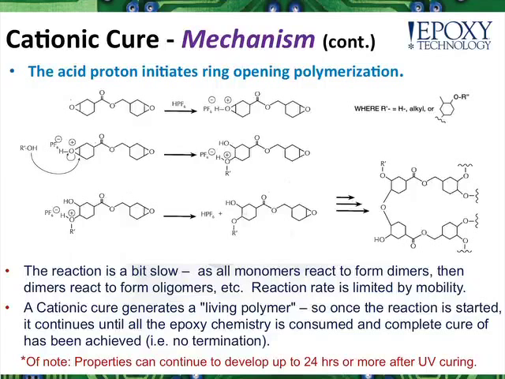You can see that this reaction is multiple steps. This actually leads to a slower reaction overall, as all the monomers have to react to dimers, those dimers to trimers, those trimers to oligomers, and it's limited by the mobility of these large molecules. Because this reaction does take some time, properties can develop over a 24-hour period, properties such as strength and reliability. So testing is best done after a 24-hour period, after your irradiation.